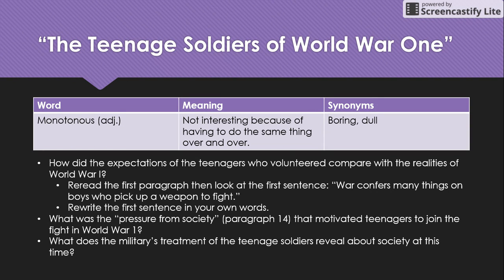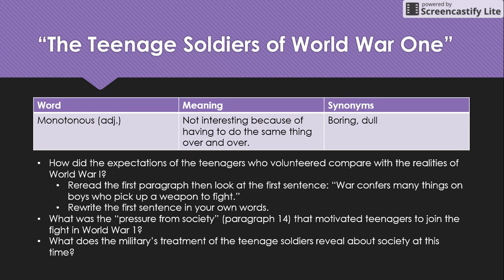All right, so I want you to go through your article again, and we're just going to look at the first paragraph. And I want to discuss or have you answer this question: how did the expectations of the teenagers who volunteered compare with the realities of World War I? So if we look at that first paragraph and then look at the first sentence, war confers many things on the boys who pick up a weapon to fight. What does that sentence really mean? You might need to know what confers means, so you might want to do a little digging.